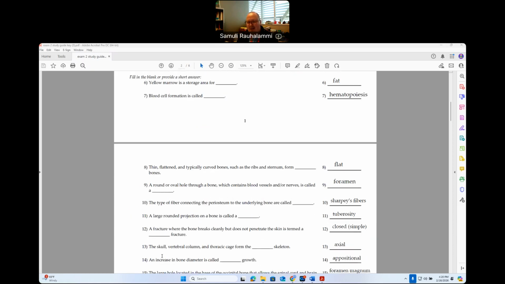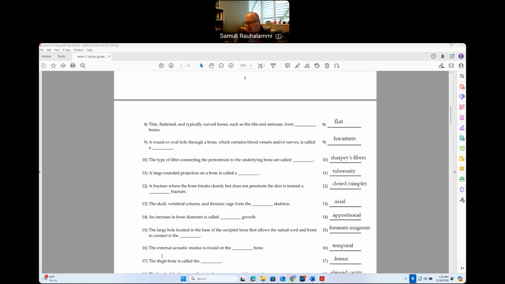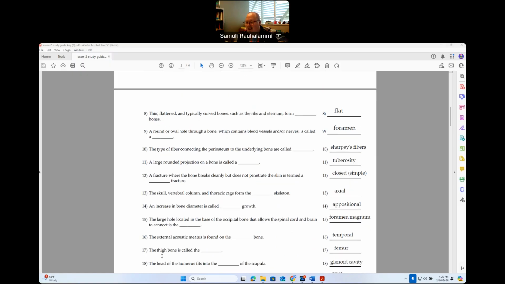On this next page, we see a question referring to our classification system of bones based on their shape. Remember, long like humerus and femur, short like carpals, flat like many bones of the skull, and as we see here, ribs, and irregular ones. Remember, the irregular ones were the catch-all group for bones that did not fit into any other categories. Then we had a look at bone markings.